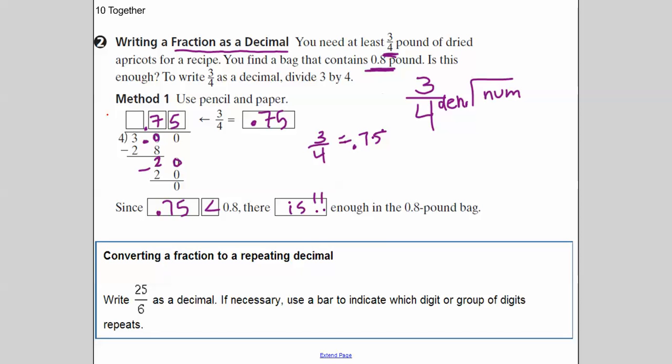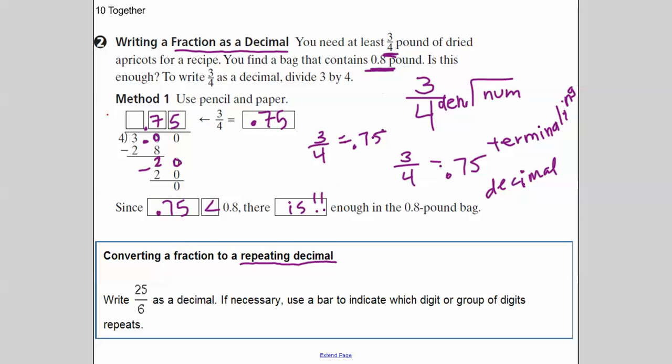Okay, so 3/4 being equal to 75 hundredths is what we call a terminating decimal. Terminating means ending, so a terminating decimal means I don't have anything that's repeating. In this problem here, I'm going to have a repeating decimal. So let's take a look to see how this is going to look.